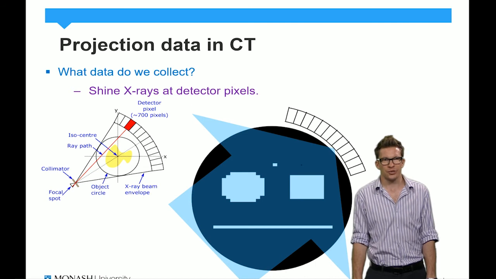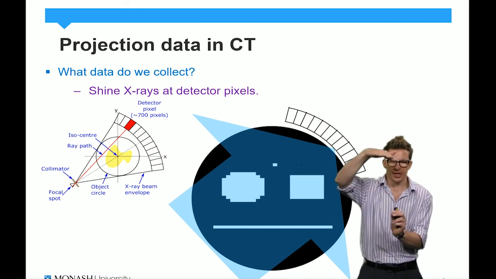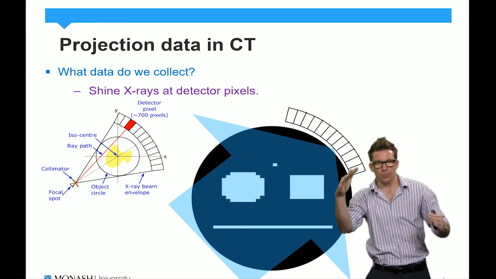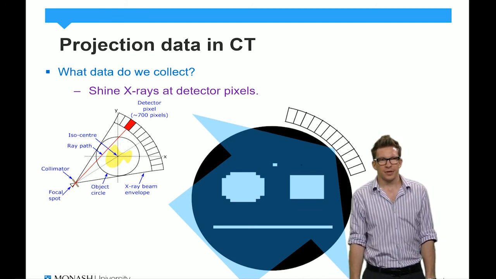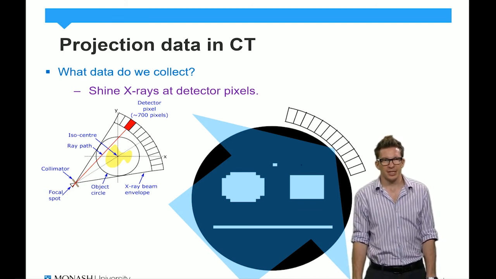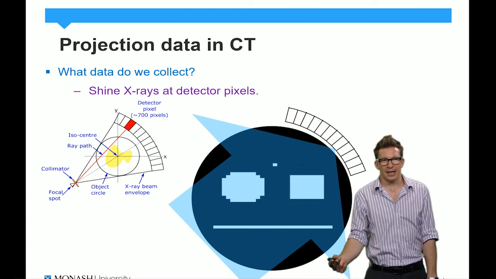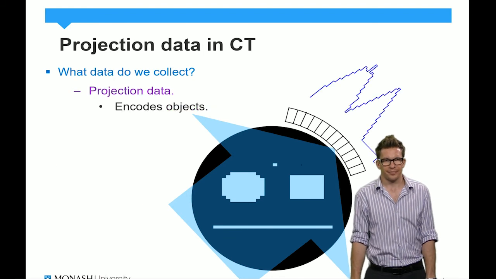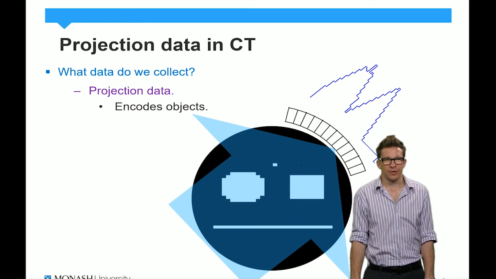Now, we shine the X-rays at some projection angle, so the source and the detector rotate to some projection angle, and we shine the X-rays through the patient and onto the detector pixels. And as I said before, each of those detector pixels is going to measure an intensity, and we apply the Beer-Lambert law to convert that into an attenuation. And as we said before, attenuation and intensity are inversely related.